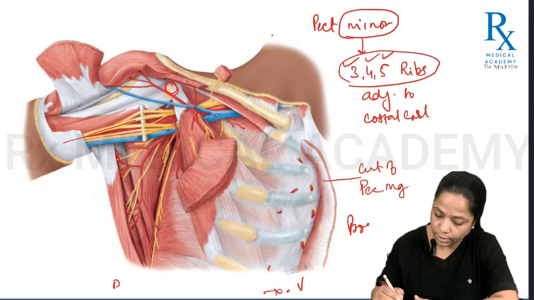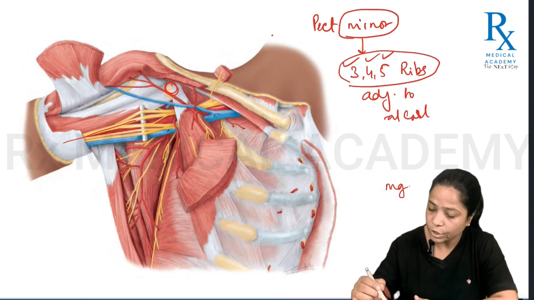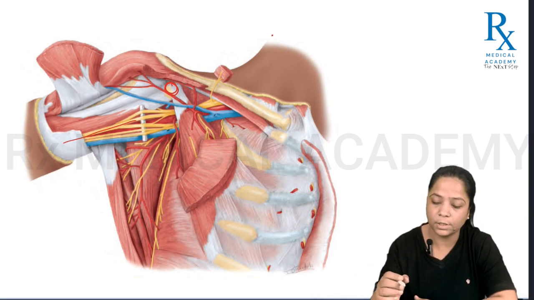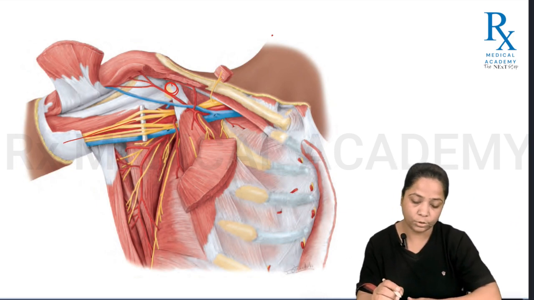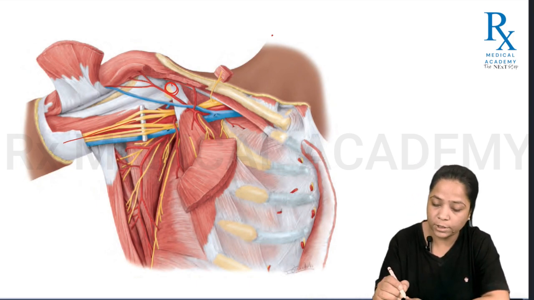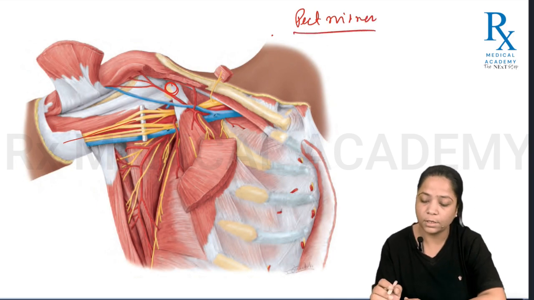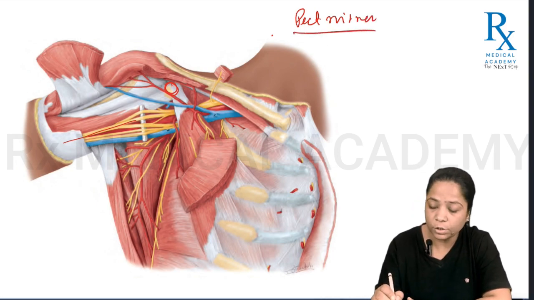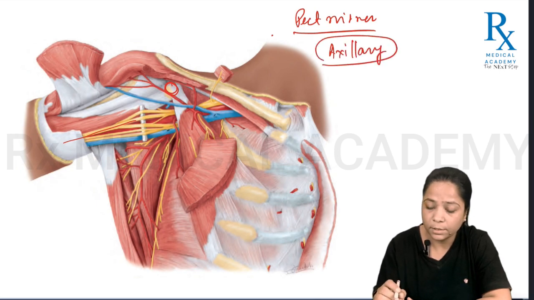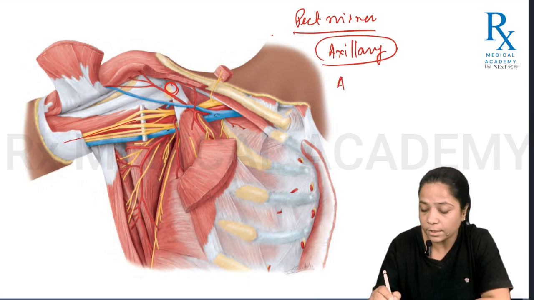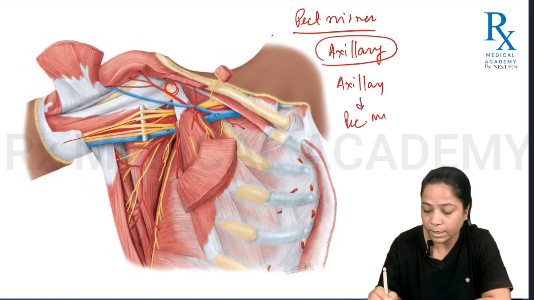So another MCQ has been asked in your exam: which muscle forms a bridge to give passage to the structures that are passing to the upper extremity? So the answer will be your pectoralis minor muscle. Again, another question is asked: which muscle divides the axillary artery? So the axillary artery is divided by a muscle, that is your pectoralis minor muscle.